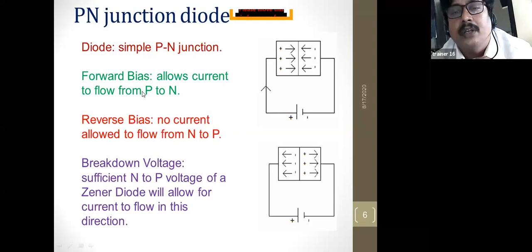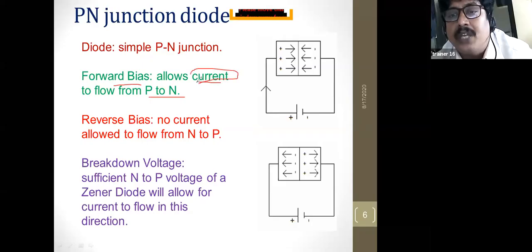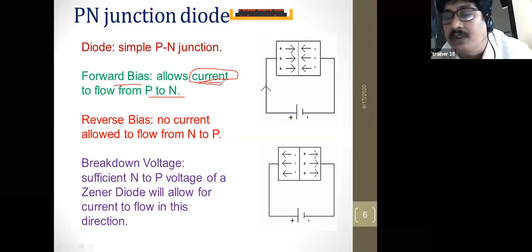The forward bias allows current, whereas in the reverse bias, no current is allowed to flow from N to P. So all of you remember, forward bias allows current from P to N, that means from P-type to N-type. The P and N are sandwiched together, forming a PN junction diode. In the forward bias, it allows current, that means flow of electrons. The majority carriers in the forward bias are electrons.